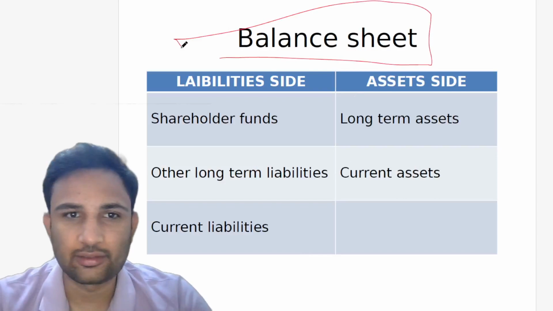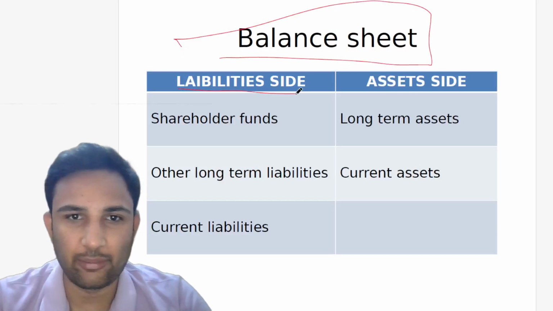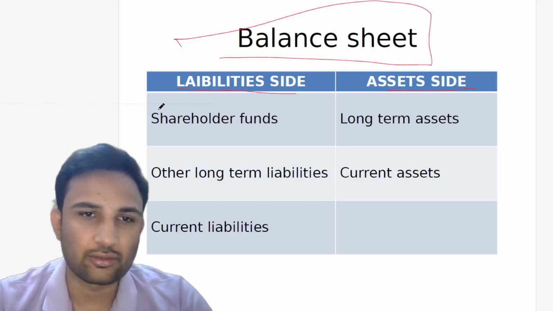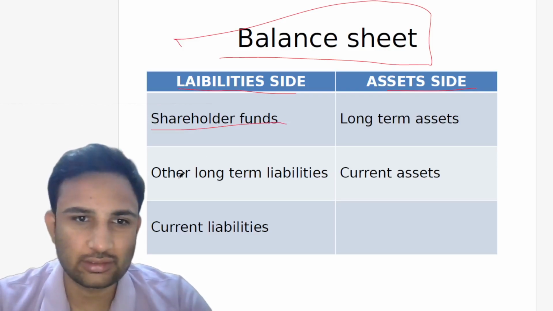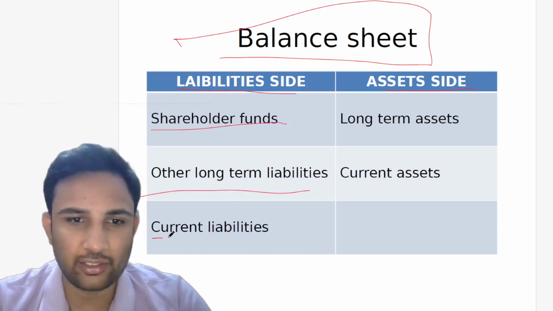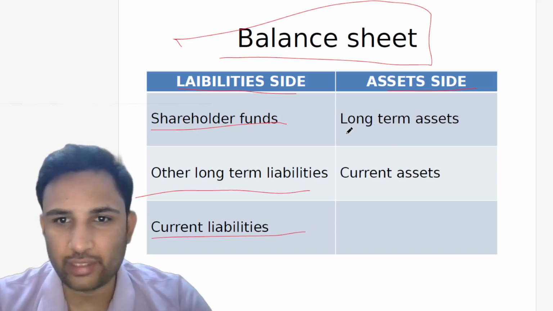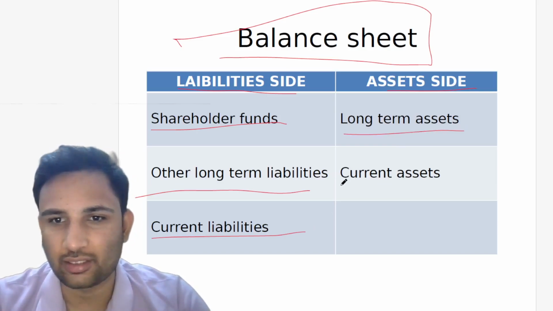and what is a balance sheet. So, balance sheet has two sides, liability side and asset side. So liability side has shareholder funds, other long-term liabilities, and current liabilities. On the asset side, we have long-term assets, current assets.